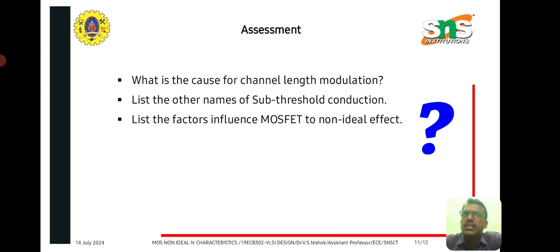We have discussed the comparison between the ideal characteristics and non-ideal characteristics of the MOSFET, what the factors are that affect the ideal behavior of the MOSFET, and how they affect the flow of the current inside the MOSFET. Mainly channel length modulation, subthreshold conduction, mobility degradation and threshold voltage variation. These are the topics that we have discussed here, which affect the IV characteristics of the MOSFET. That comes under the topic non-ideal MOSFET characteristics.